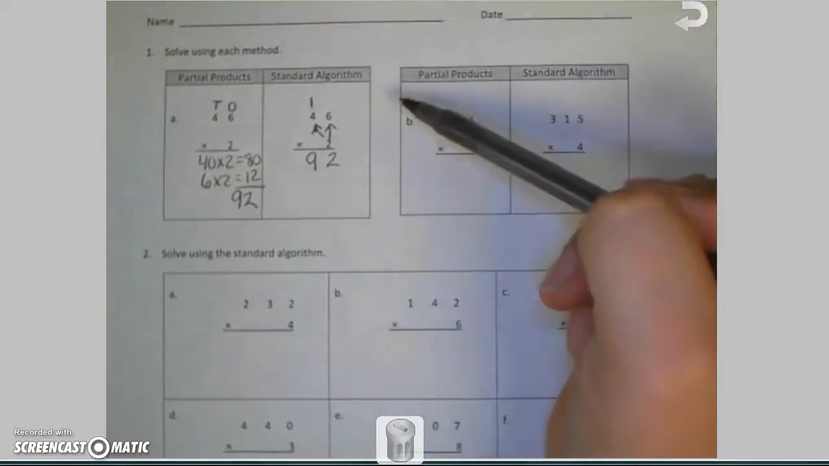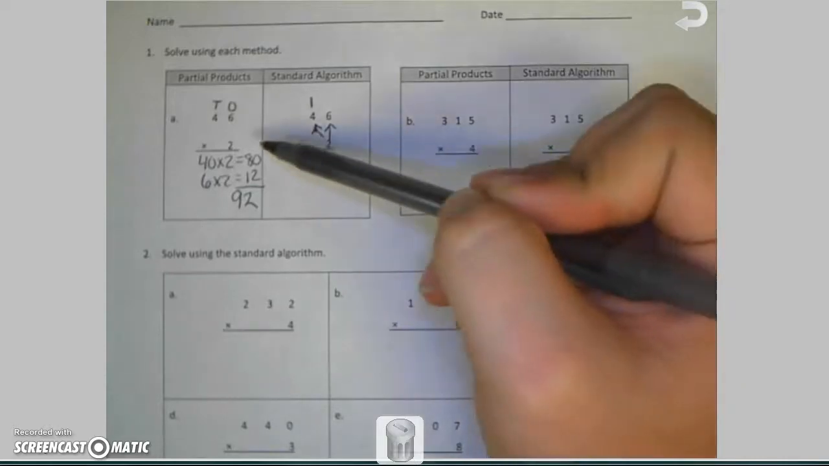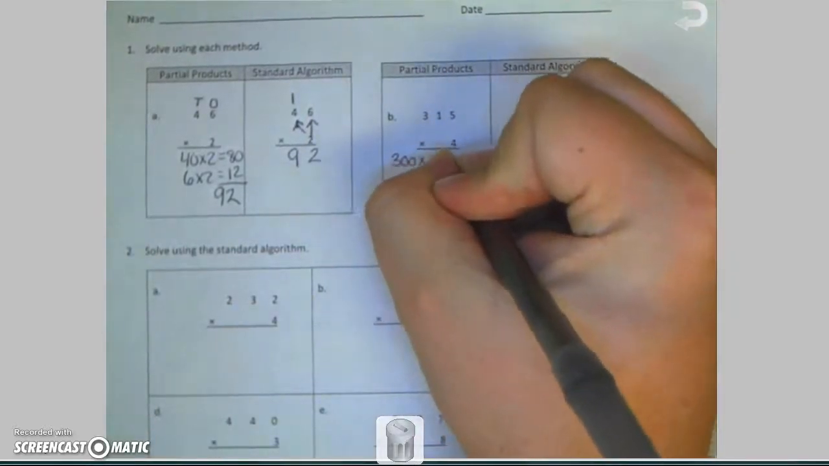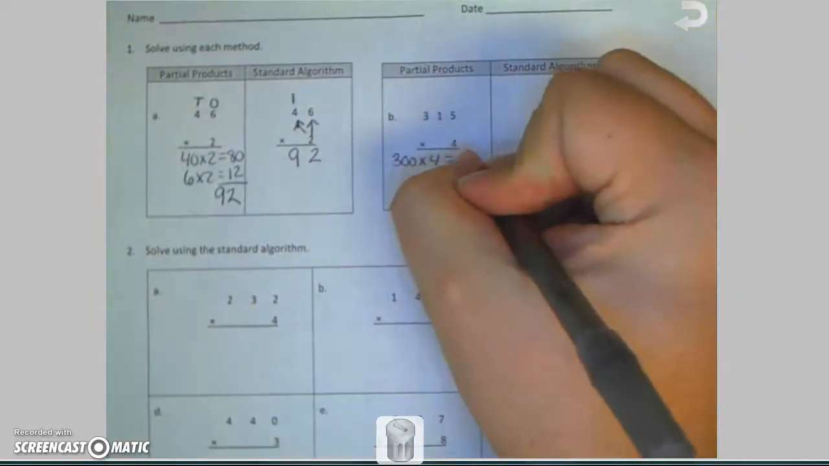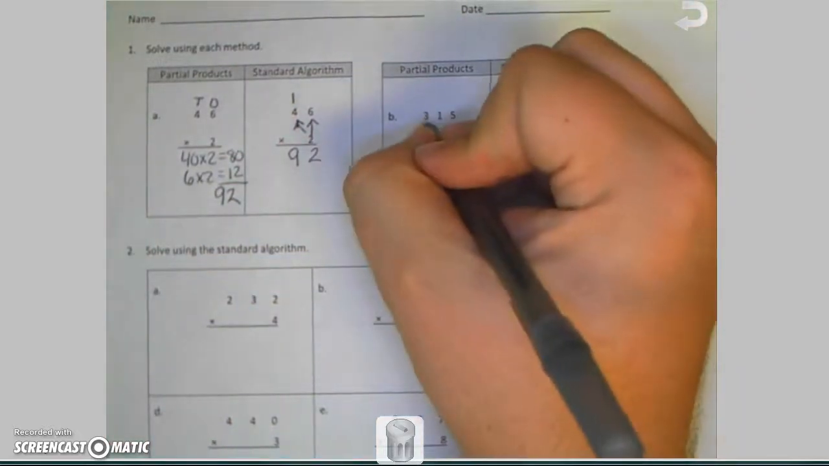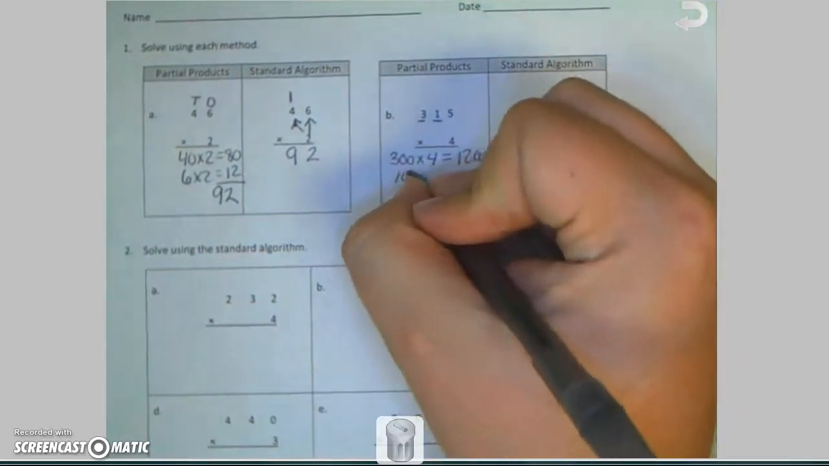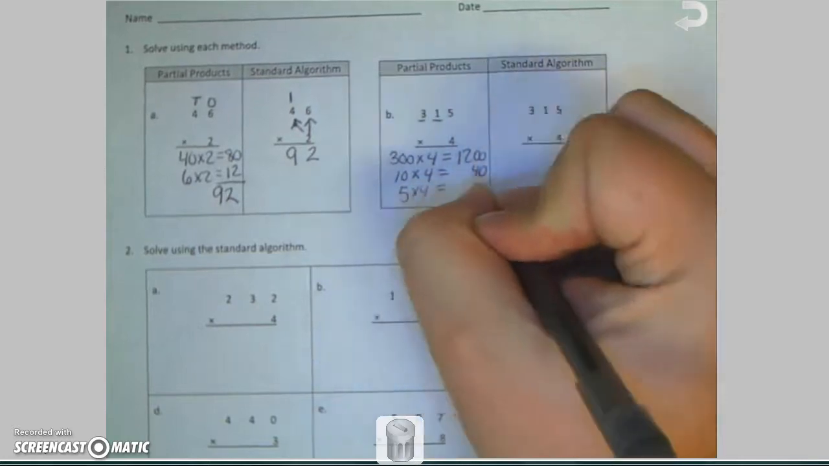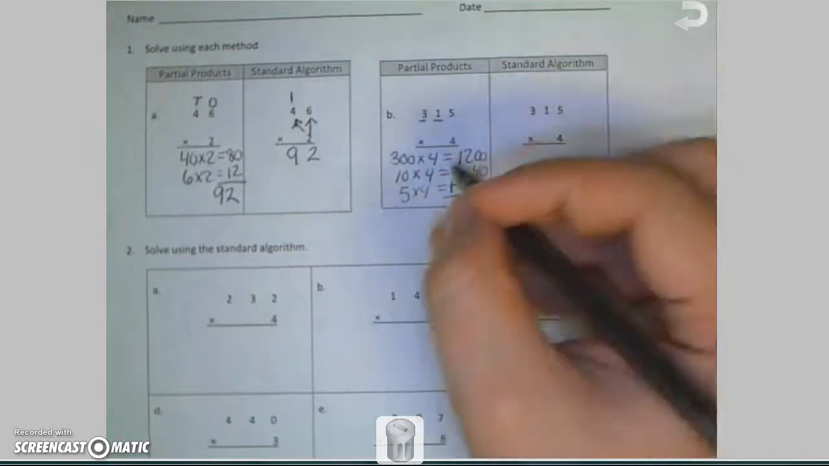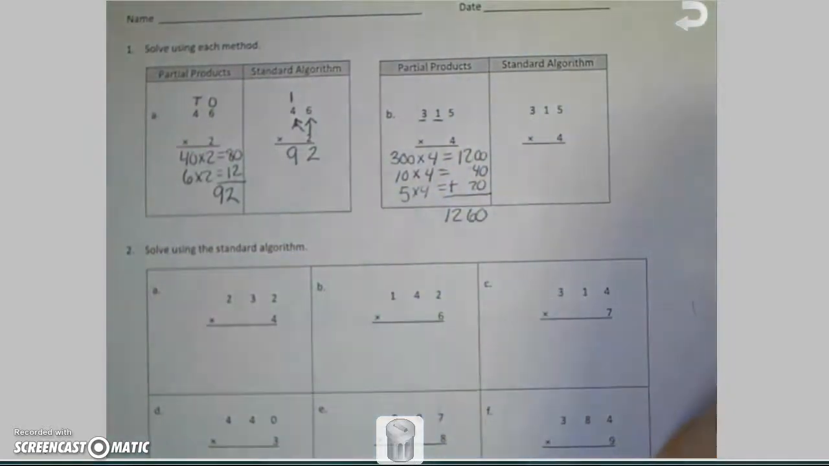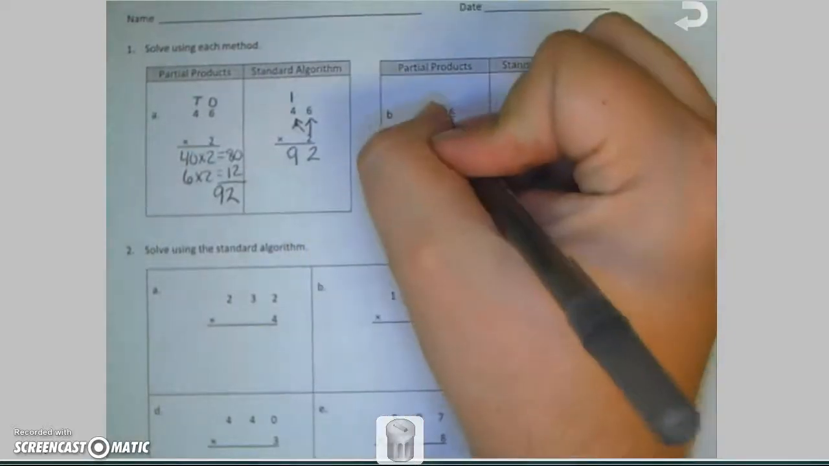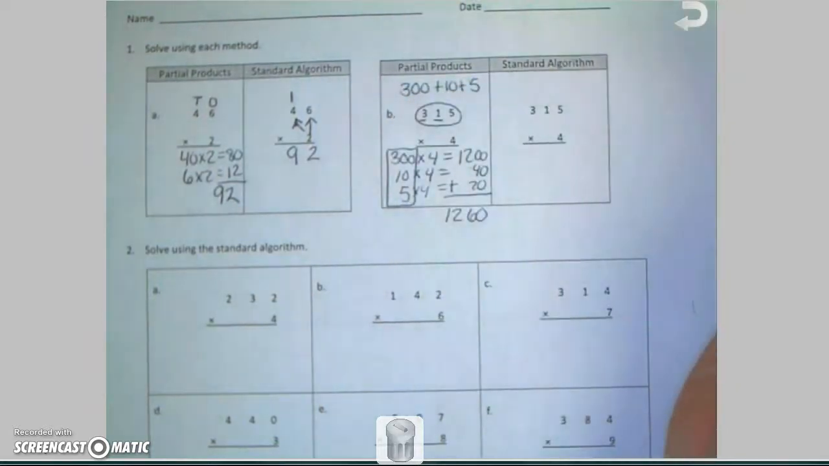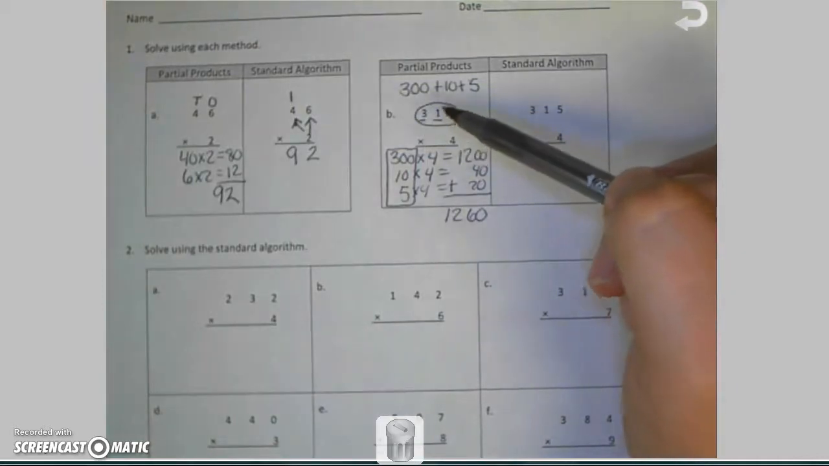We can apply the same idea to 3-digit by 1-digit as we did with the 2-digit by 1-digit. So over here, I can break this apart. 300 times 4, which we've worked with in the past, and we should know that that's going to be 1200. This is in the tens place, so this is 10 times 4, which is 40, and 5 times 4, which is 20. And if I add up all those numbers together, I should get 1260. Again, what I'm doing here is just breaking apart this number into expanded form, which is 300 plus 10 plus 5. And I have to multiply each of those by 4 because I'm multiplying 315 times 4.